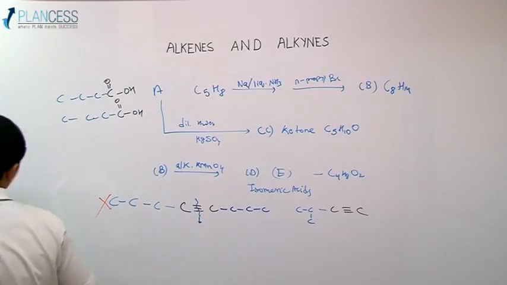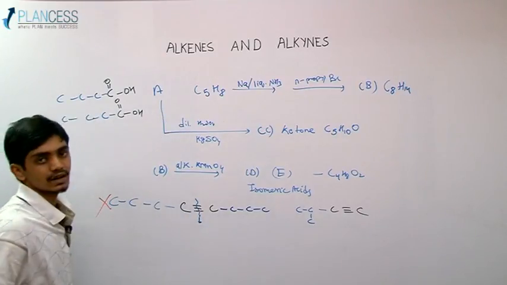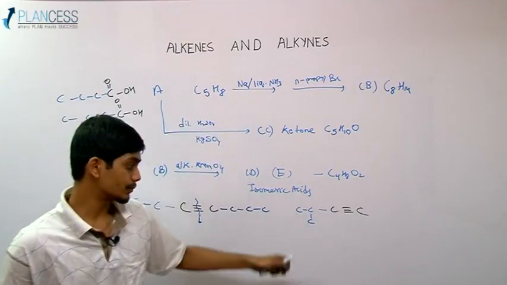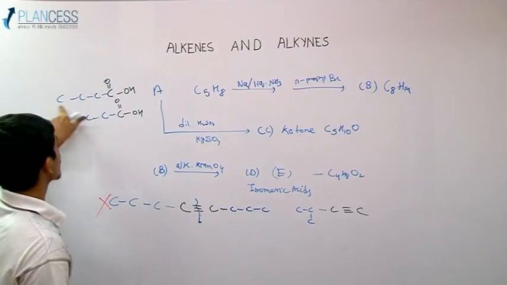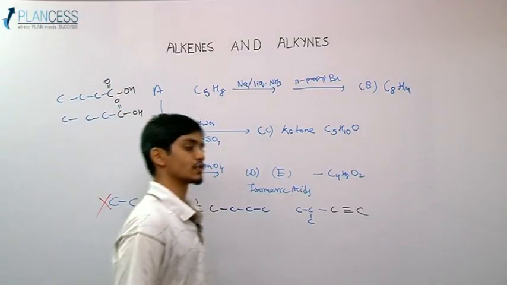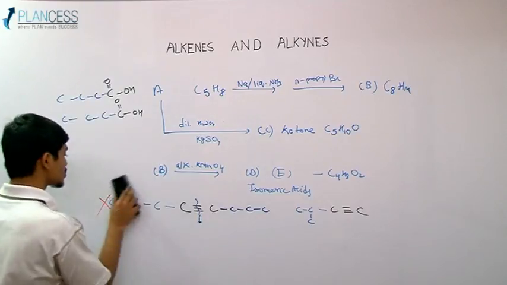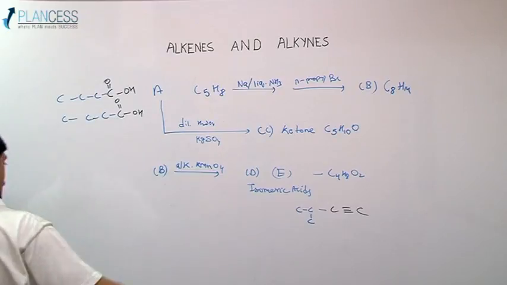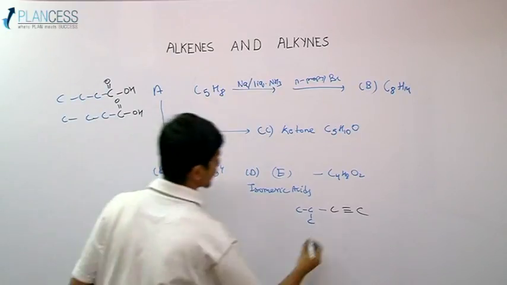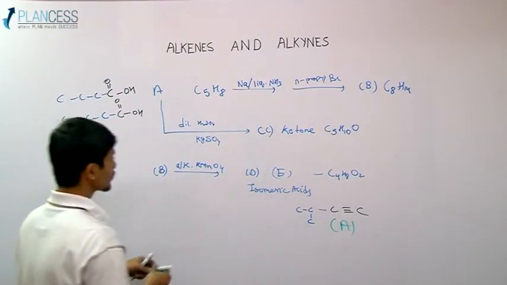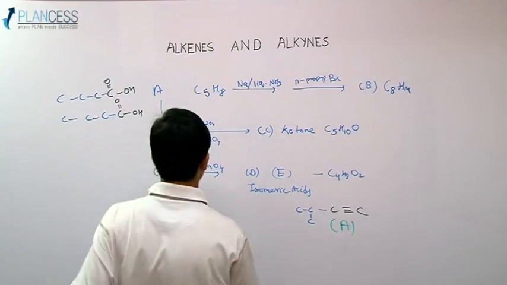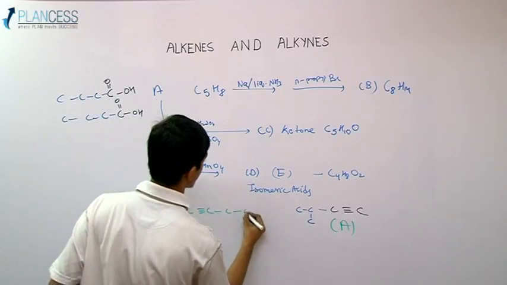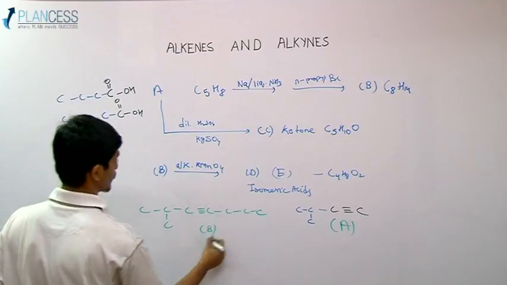So finally we are left with only one structure for A, and that is this. You can clearly see that this will give you a substituted butanoic acid, but this will give you a straight butanoic acid. That means they will be isomers of each other, to be precise, structural isomers, and hence the correct structure for A must be that. This is the correct structure for A. So we have identified the correct structure for A. The correct structure for B would be C triple bond C, C, C, C. This is the correct structure for B.